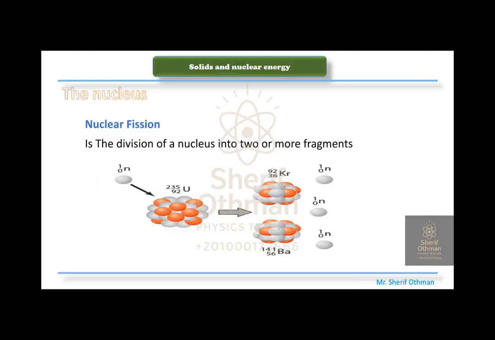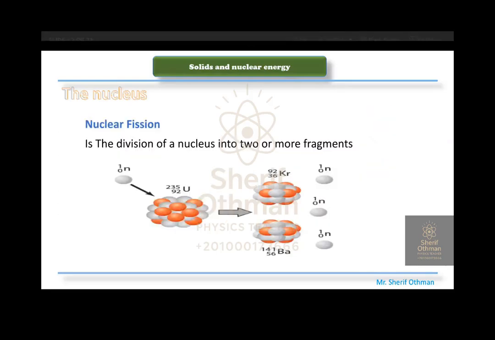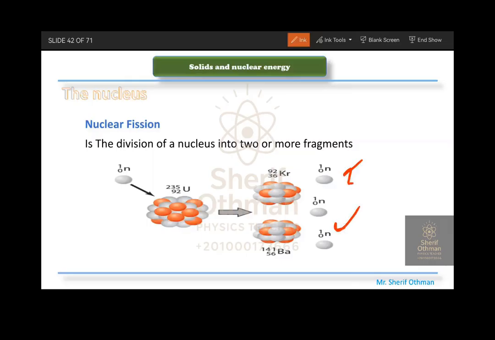We have two types of nuclear reaction. One is called nuclear fission and the other one nuclear fusion. What is the difference between them? Nuclear fission is the division of a nucleus into two or more fragments. So here we have one atom of a certain element. This atom divides into two different elements. One of them is krypton and the other one is barium, with different atomic numbers. One of them has atomic number 36 and the other one 56.